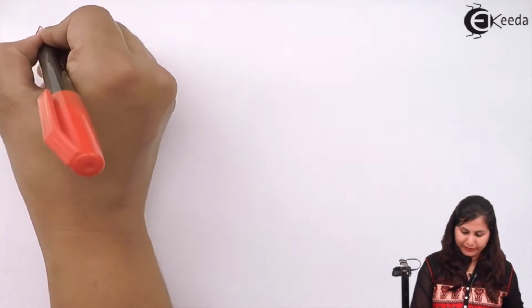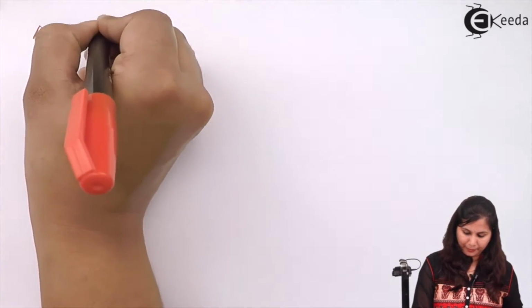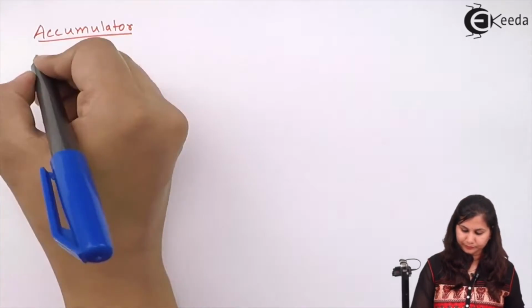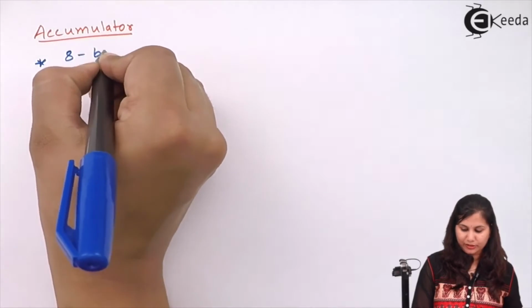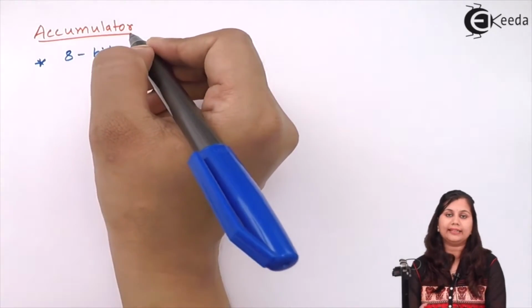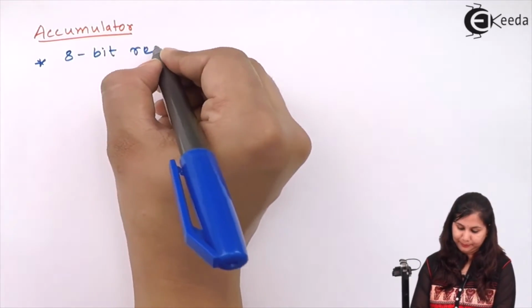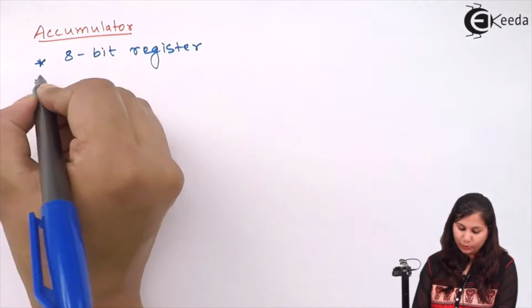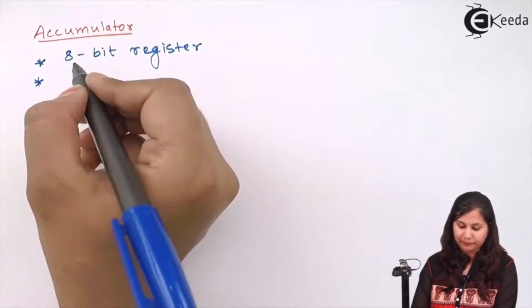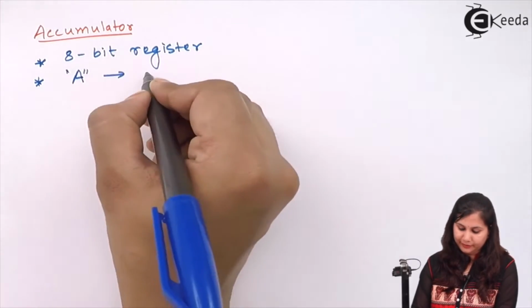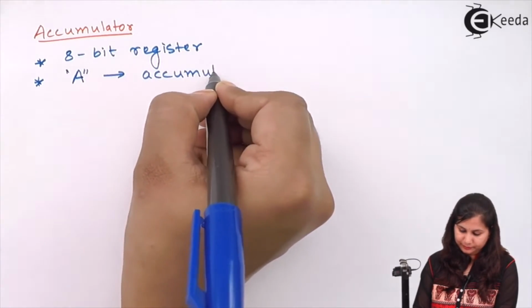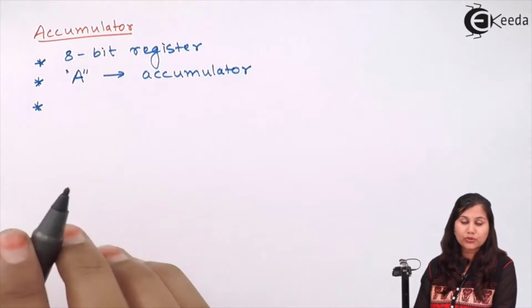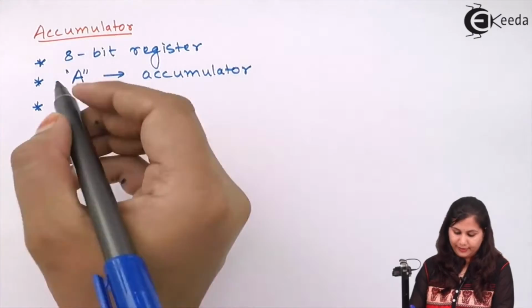So we have the accumulator. It is an 8-bit register, so it can store or handle 8-bit data. It is denoted by capital A. A denotes the accumulator. It is used to store the result of the operations.